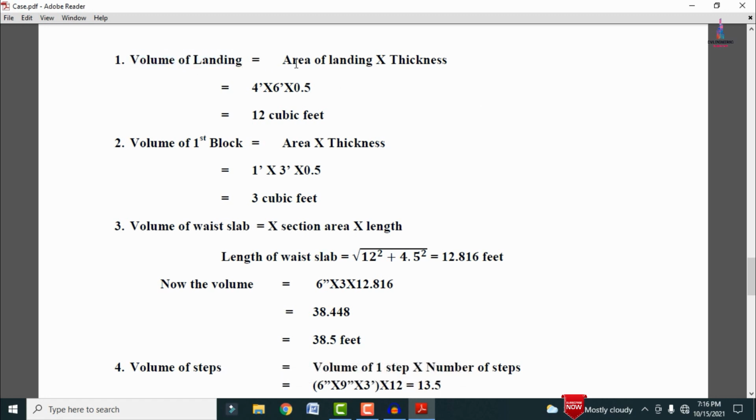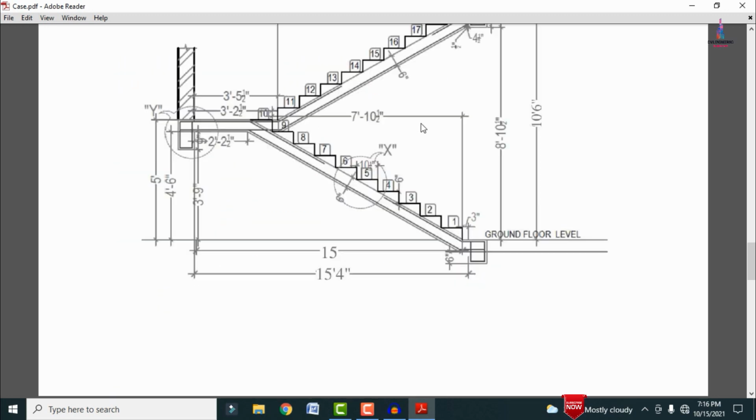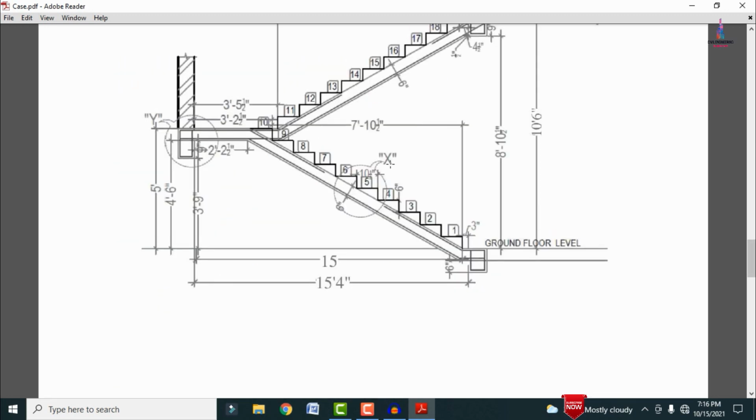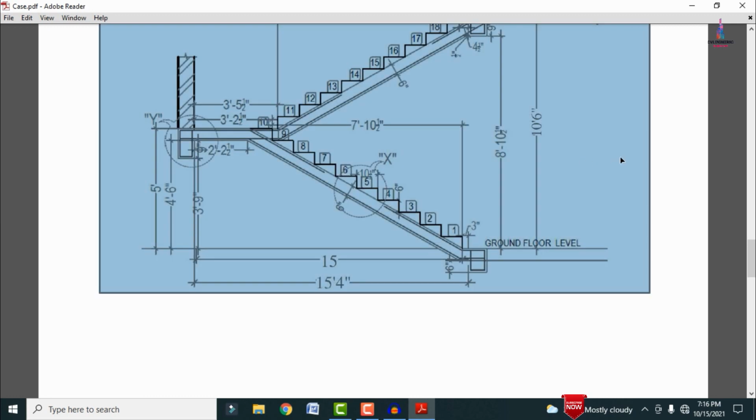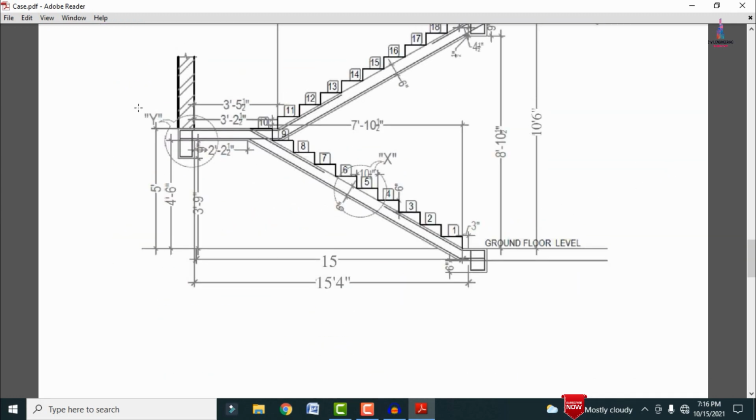So here the volume of the landing equals the area of the landing multiplied by the thickness of the landing. Basically the area of the landing depends upon the length of the landing as well as the width of the landing. This is the front view for this respective landing. As per the consideration, we have taken 4 feet as the length for this landing. So 4 feet is the length.